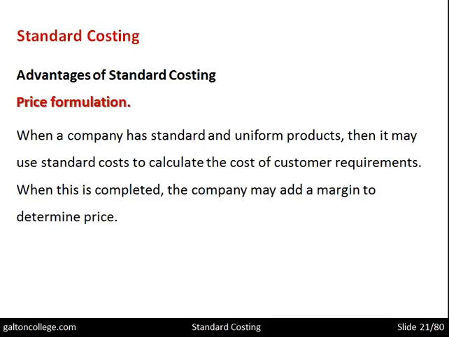When this is completed, the company may add a margin to determine price. So once the standard cost is worked out, then the management may add on a markup, add a margin, in other words, to that. It may decide that the standard cost is a certain amount, and then add a certain percentage of that amount onto it, and that will represent its contribution to the overheads and the profitability of the business. So it does help in price formation.